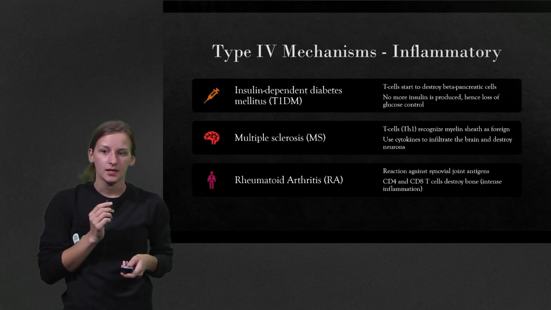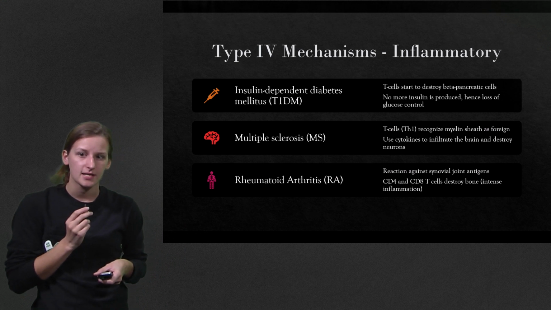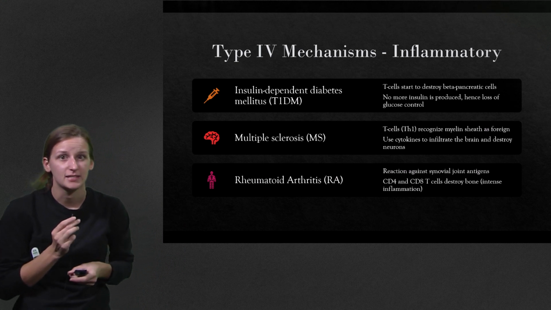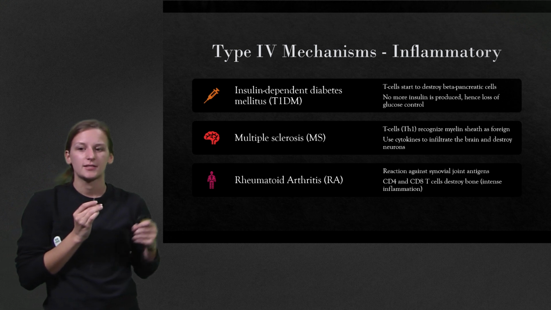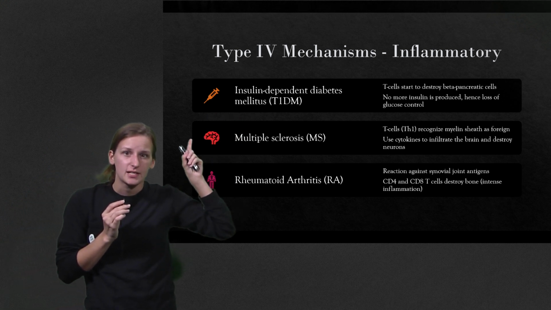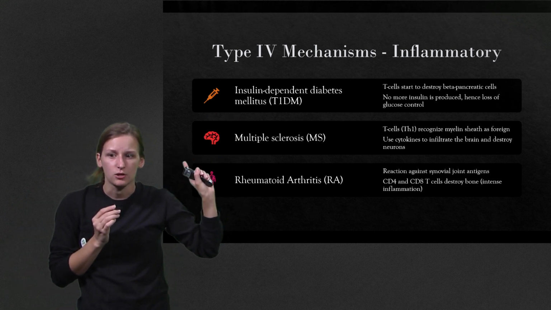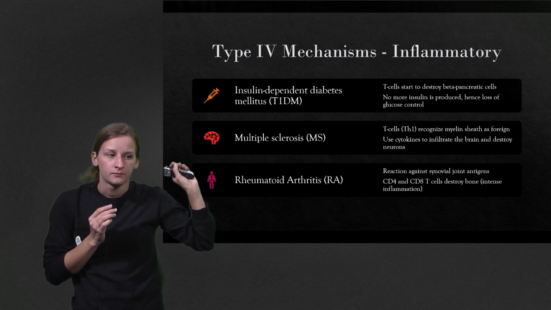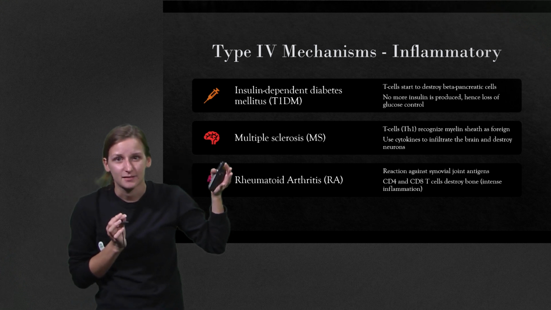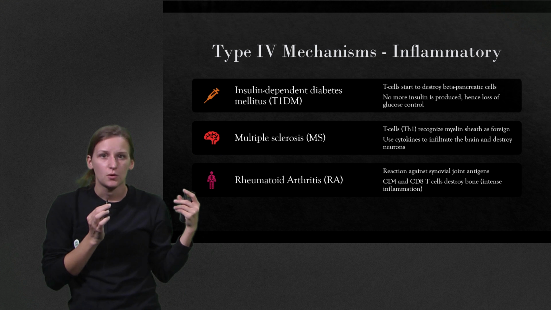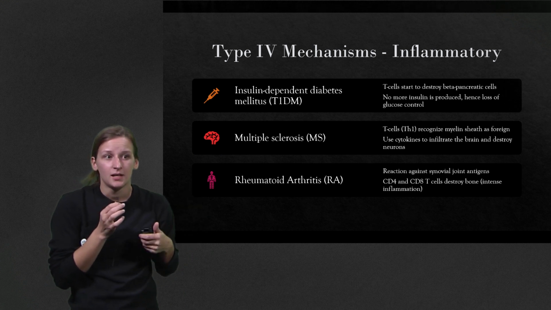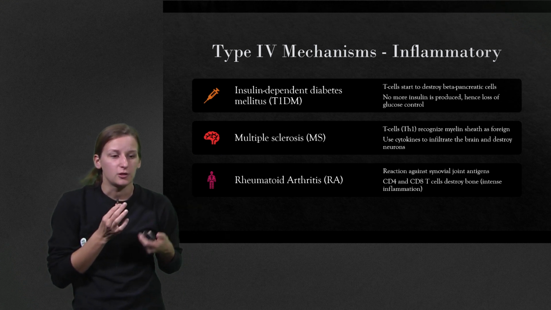All right, so here are other ways of looking at type 4 mechanisms if we want to look at disease state specific. So I talked about type 1 diabetes. You basically have immune cells attacking your pancreatic beta cells, and so now you don't produce insulin anymore, and you can get really terrible glucose control.